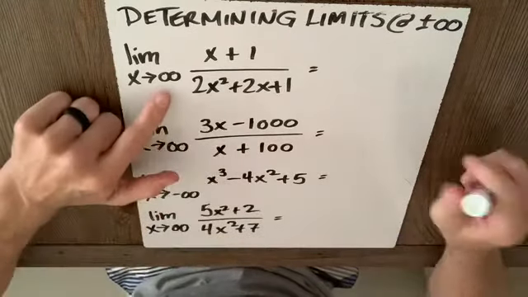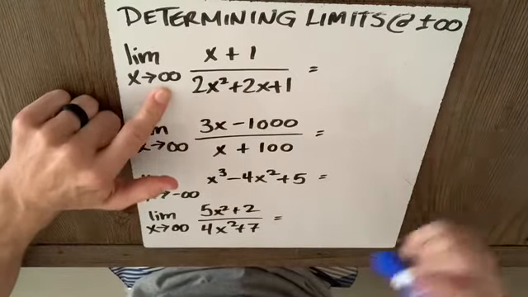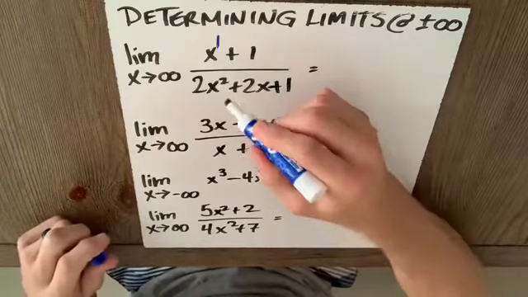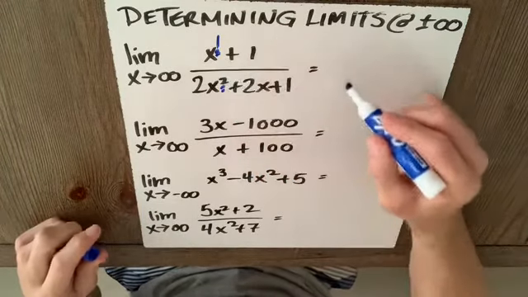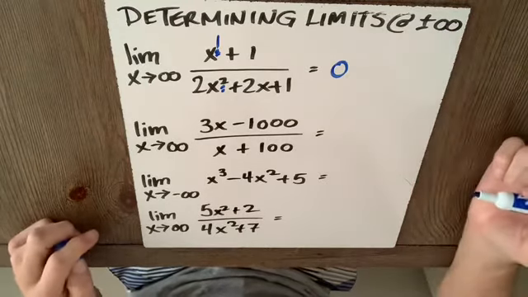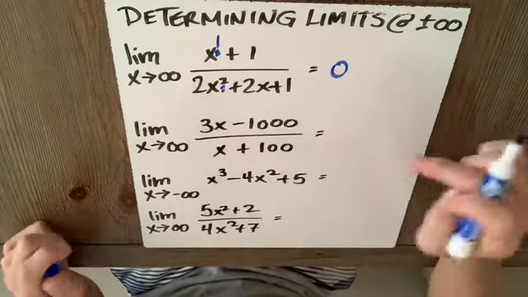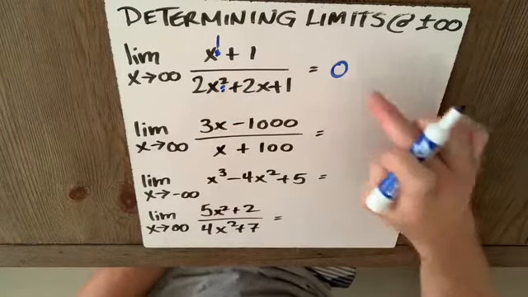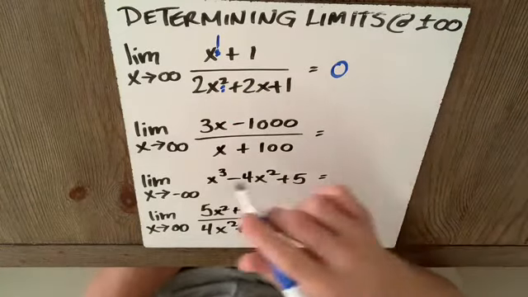If I see a limit at infinity, I'm just thinking top heavy, bottom heavy, or equal. Well, this is bottom heavy. So I know that the limit is 0. The y value is going towards the horizontal asymptote. Bottom heavy, horizontal asymptote, 0. The y values are trending towards 0.